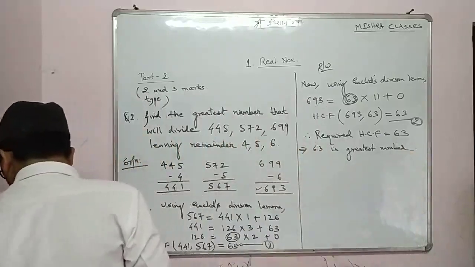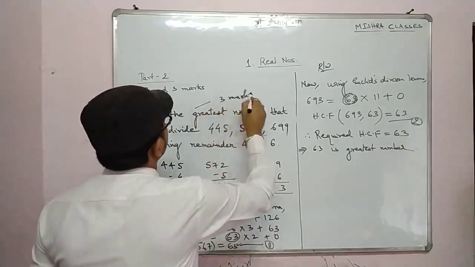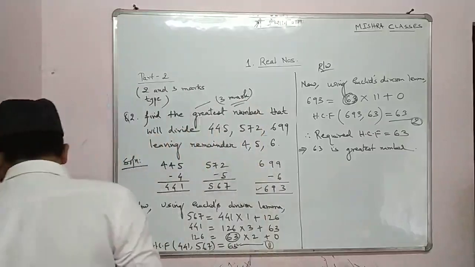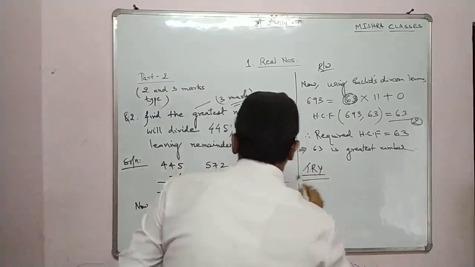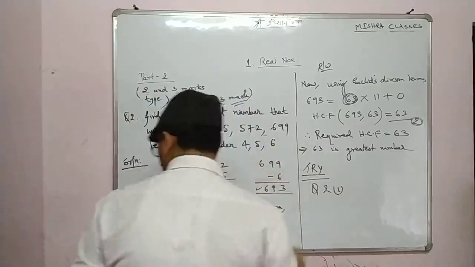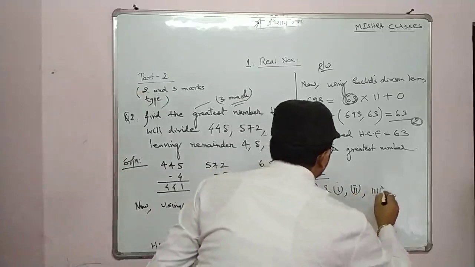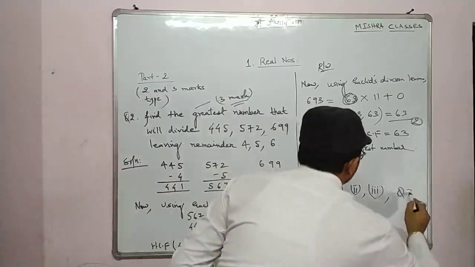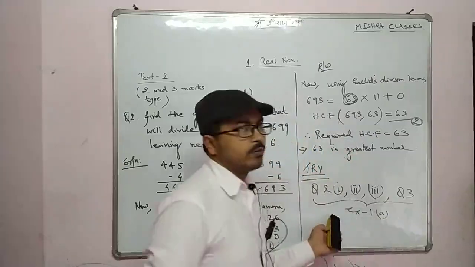Next, we'll move on to the next question. Before, this was for 3 marks. The first one which we did may come for 2 marks, it may come for 3 marks. Is it clear? Before that, you just try some questions of this type. Do question number 2 part 1, part 2, part 3, then question number 3. All right, this is from exercise 1A. This you have to do. Is it clear?